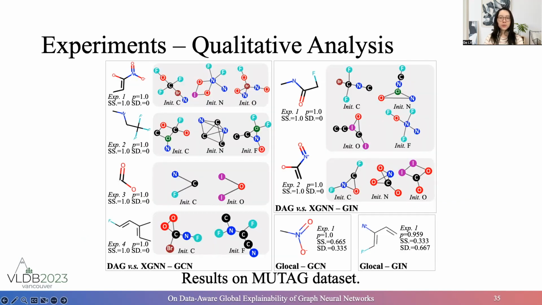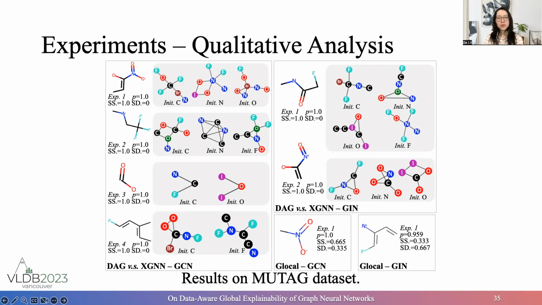Here is the result on the MUTAG dataset. It is a dataset with molecular structures of chemical compounds. We used this dataset as an example in the introduction. DAG Explainer outputs explanations with perfect data awareness and GNN scores, all equal to 1. Notice that explanations by DAG Explainer for the GIN model are very similar to some for the GCN model. We suppose such results show the similarity and difference between the decision-making mechanisms of these two GNNs, which can help human users understand both models better.